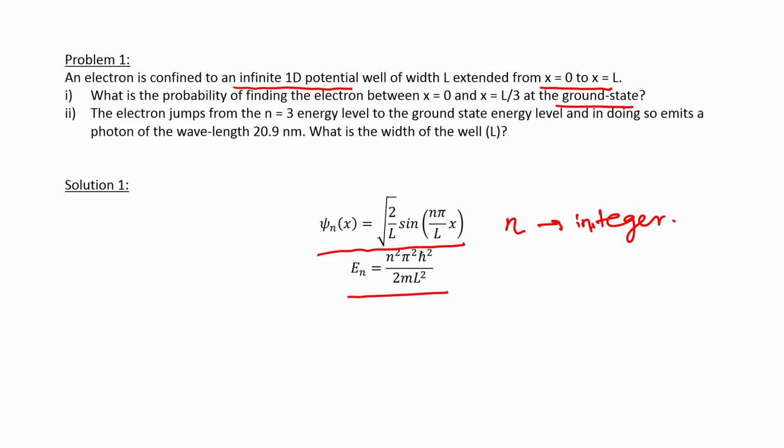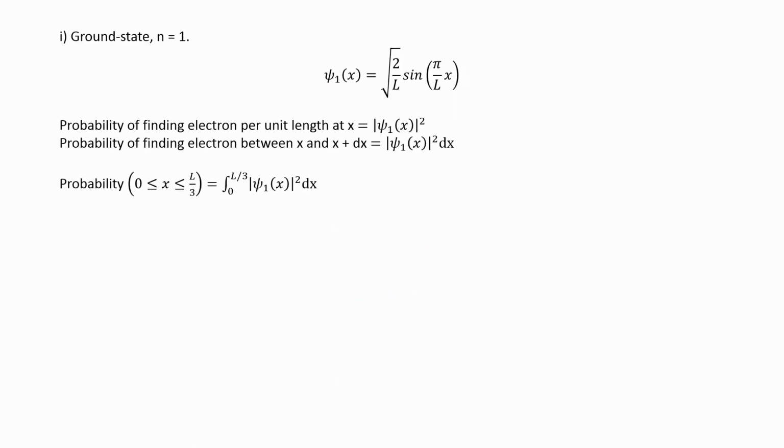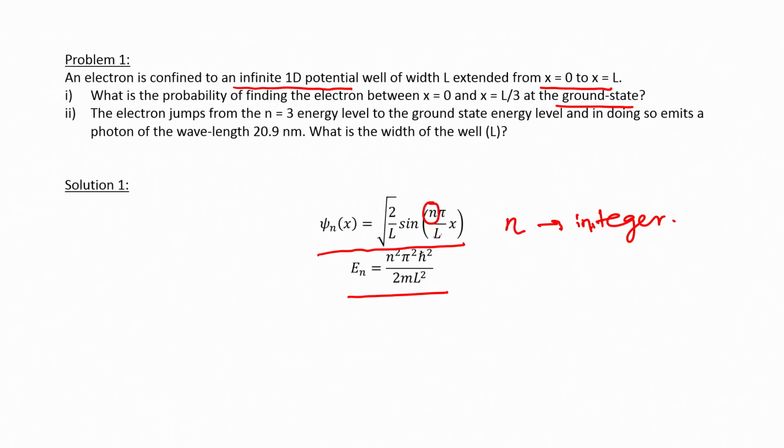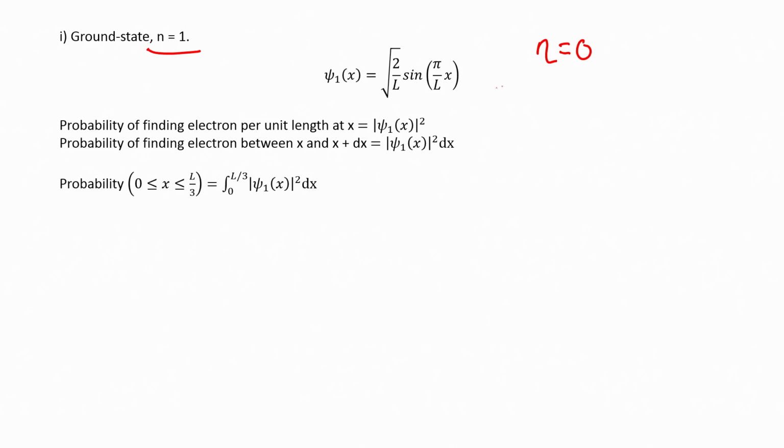So first, what will be the ground state? Ground state will correspond to n equal to 1. Just remember, n equal to 0 is not the ground state, because if you put n equal to 0 in this equation, the wave function will vanish because sine 0 is equal to 0, and also the energy will become 0. So n equal to 0 is not any valid state. n equal to 1 is your first state, and that is why you call it the ground state.